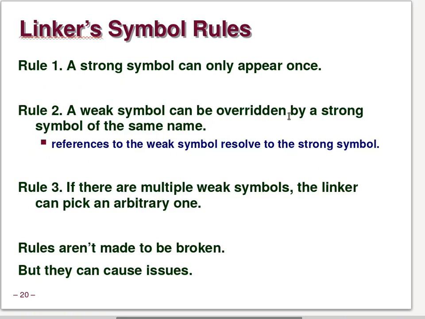A weak symbol can therefore be overridden by a strong symbol of the same name. So once it finds a strong symbol, the linker will override all the other weak ones, but if it finds another strong one, it'll throw an error. If there are multiple weak symbols but no strong symbol, the linker will choose an arbitrary one, which may or may not be what you want. The rules aren't made to be broken, but they can cause issues.